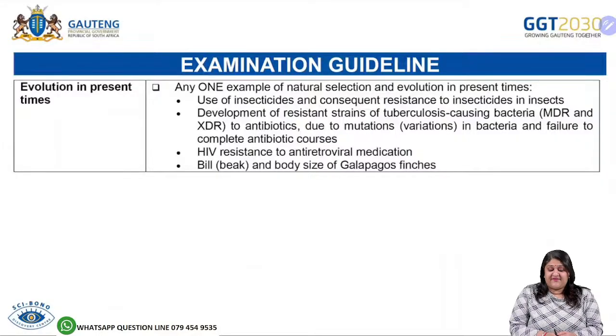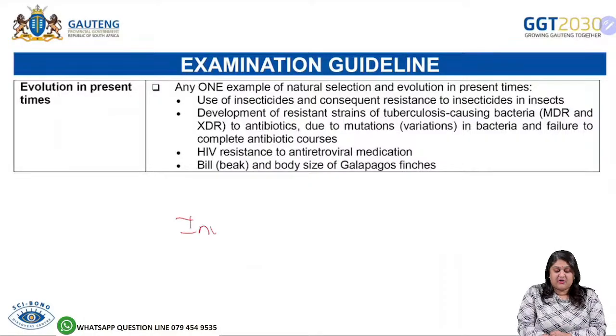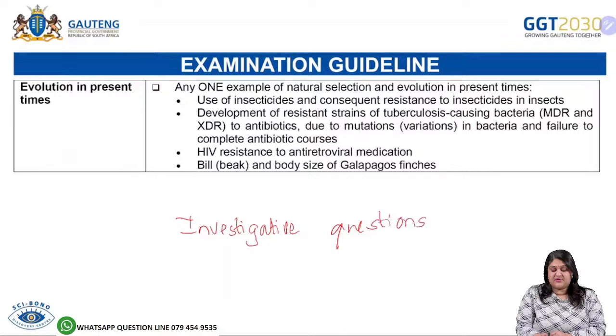Then we also have HIV resistance to antiretroviral medication. And then lastly, we have the bill, beak and body size of the Galapagos finches. Okay, so that is something where we could actually see evolution in present times. So for this section, examiners love to ask investigative questions. So please make sure that you are going through enough question papers and you are able to answer investigative questions on this topic. Okay, because this is what they love to ask.